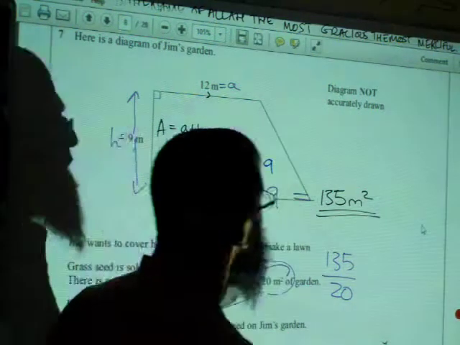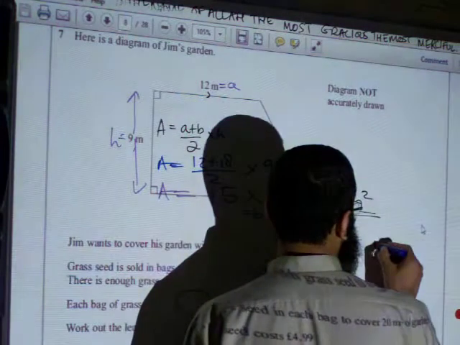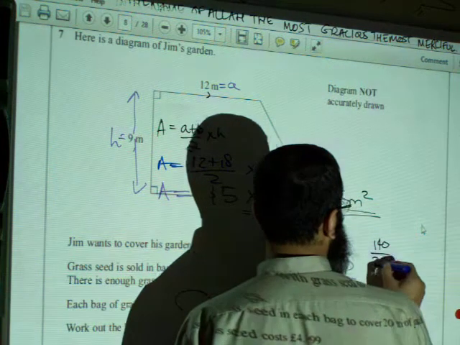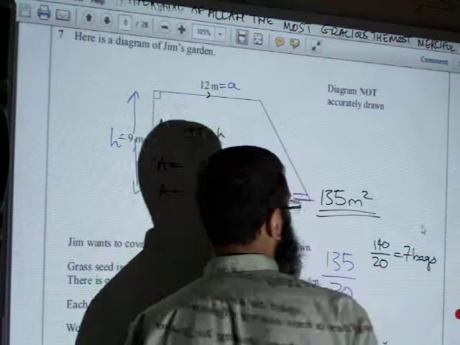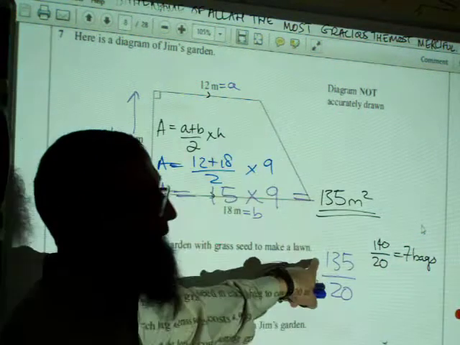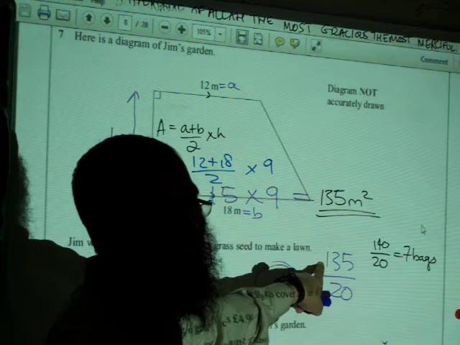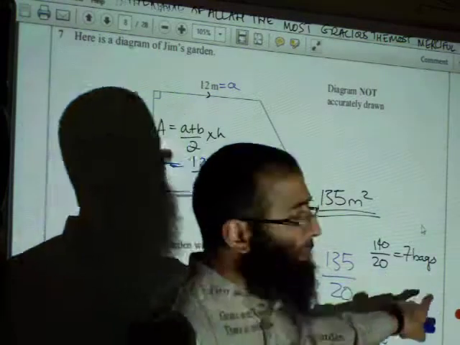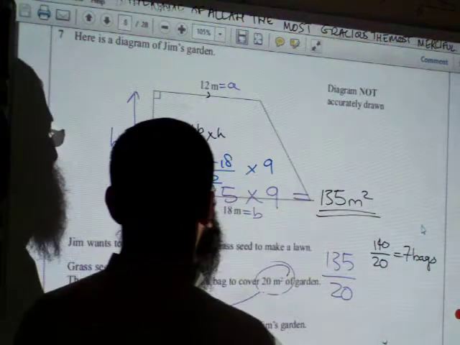If we round 135 up, say for example to 140, so do a quick mental calculation, we divide that by 20, that will give you 7 bags exactly. Because 135 is slightly less than 140, you need slightly less than 7 bags, but you can't buy slightly less than 7 bags. So you've got to buy 7 complete full bags.